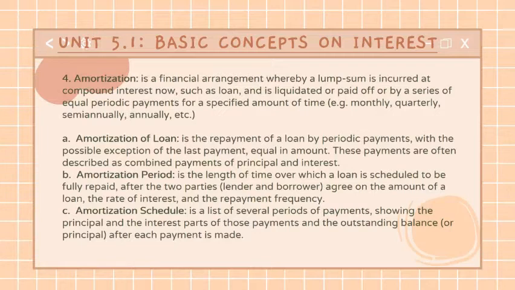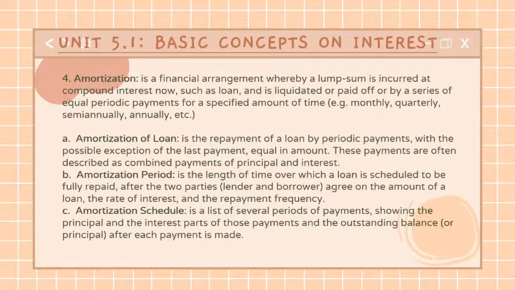Amortization period, on the other hand, is the length of time over which a loan is scheduled to be fully repaid after the two parties, that is the lender and the borrower, agree on the amount of the loan, the rate of interest, and repayment frequency. After which, the amortization schedule will be established.